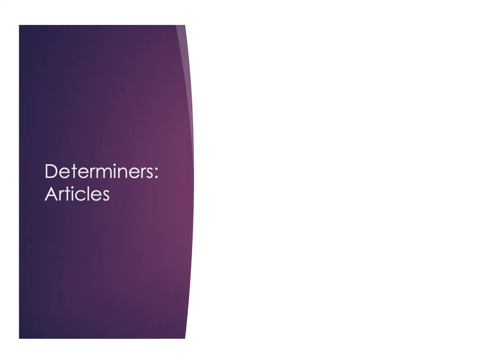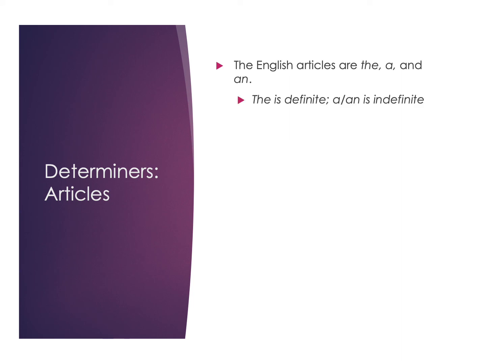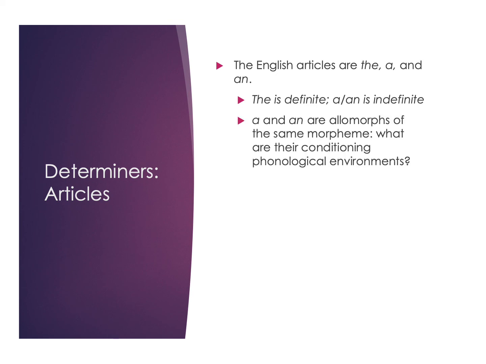So we look at articles briefly. In English, we have articles the, a, and an. And really, we just have 2. We have the as our definite article and a or an as indefinite, where a and an are actually allomorphs of the same morpheme. So they change based on if they're next to a vowel sound or if they're next to a consonant sound. So they have a variation from that.